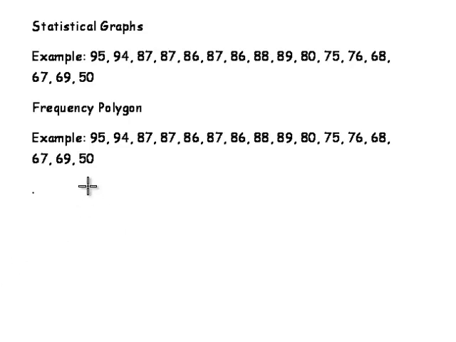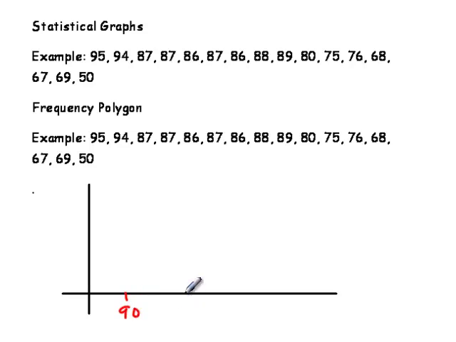A polygon graph is done in the same manner. We have the vertical line for the frequencies, the horizontal line for us to represent the scores. This is the 90s, the 80s, the 70s, the 60s, and the 50s. 2, 4, 6, 8. The frequencies.